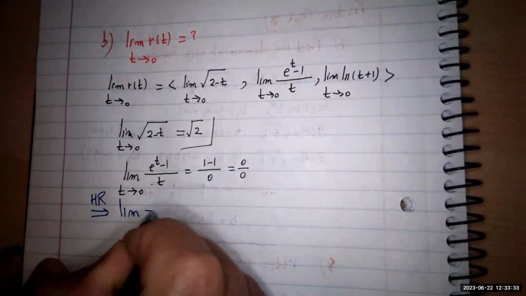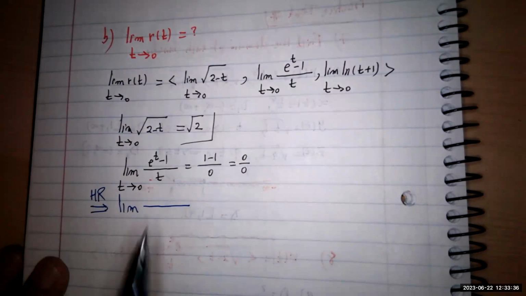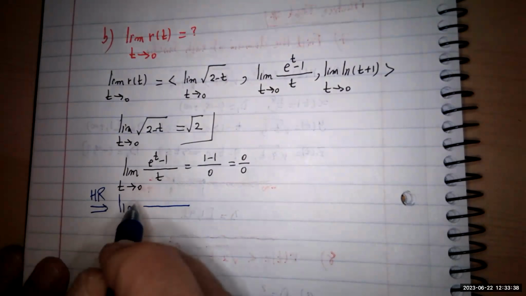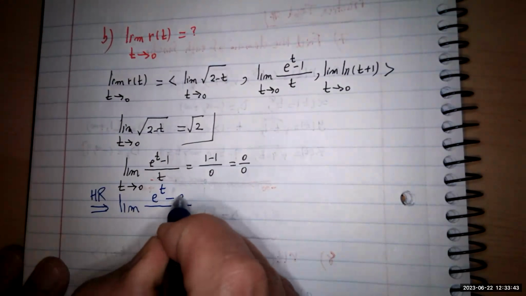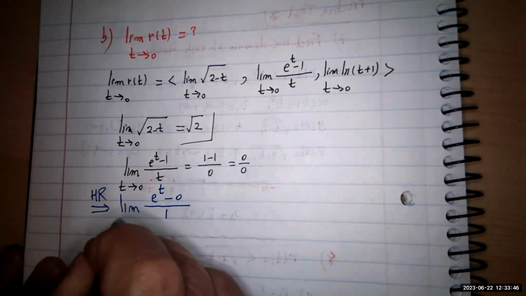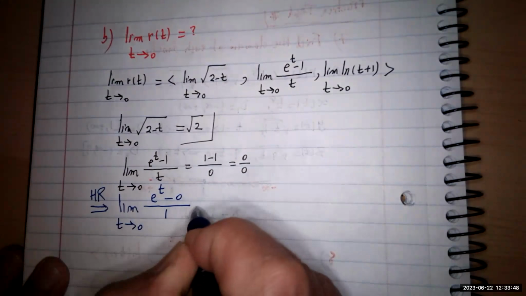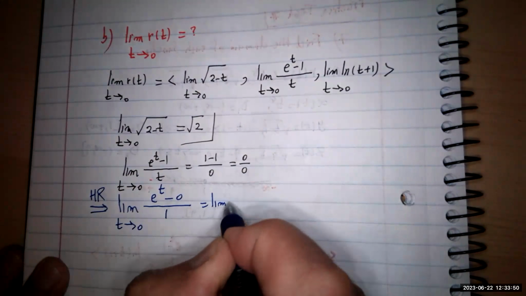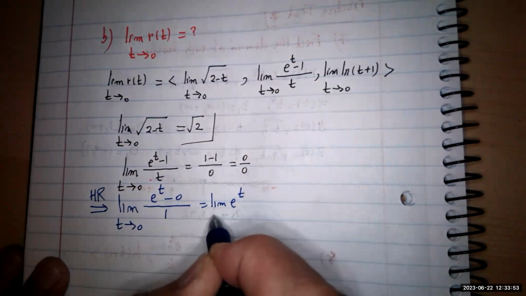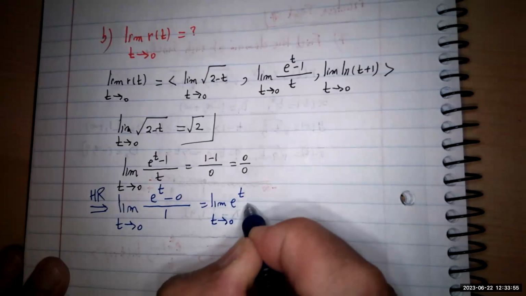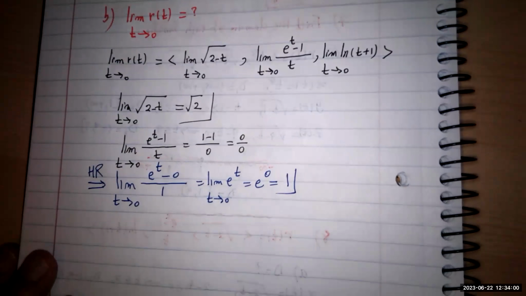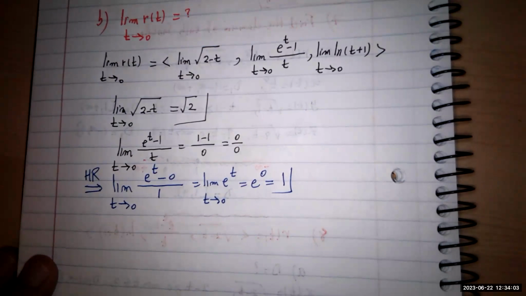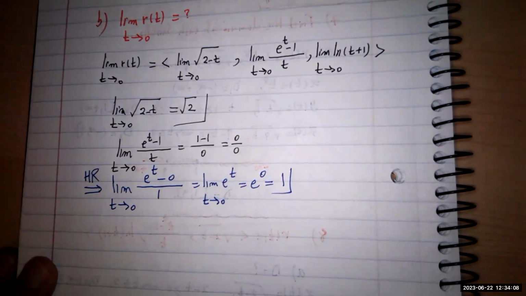So we are going to use the L'Hopital rule. It's going to be the limit of, we differentiate, the derivative of e to the t would be just e to the t. Derivative of 1 would be 0. Derivative of t is 1. Now t goes to 0. So it's going to be the limit of e to the t, t goes to 0. That gives you e to the 0, which is equal to 1. So the limit of the second one is 1. Any question? So be prepared for it. You may have to use the L'Hopital rule.